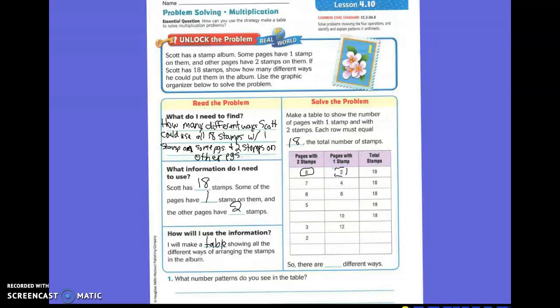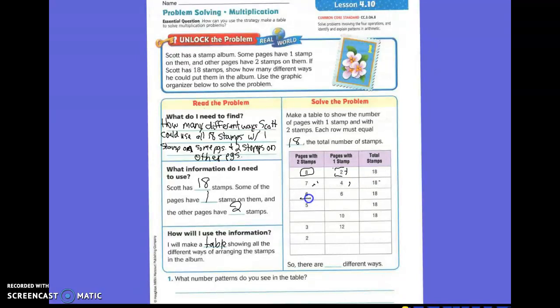Okay, what does 8 times 2 equal? Everyone? 16. So then you would need 2 more to equal 18, right? Yes. So now they're going down. So now we have 7 times 2, or 7 pages with 2 stamps, which is what? 14. 14 plus what equals 18? 14 plus 4 equals 18. Do you see how that works?